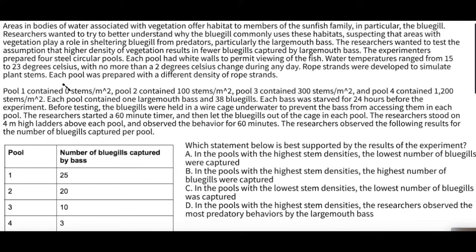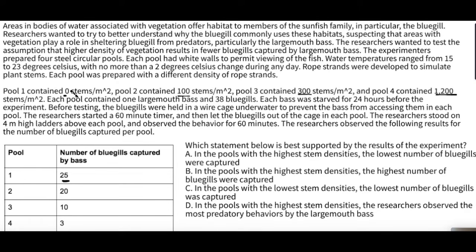So what you need to see here is that the stem density goes up with each pool, right? So pool 1 has 0, then pool 2 has 100, pool 3 has 300, pool 4 is up to 1200. Basically, Pool 4 had the highest stem density but the lowest number of bluegills captured. Pool 3 had the second highest stem density but the second lowest number of bluegills captured. The pool that had the most bluegills captured was Pool 1, and Pool 1 had 0 stem density.